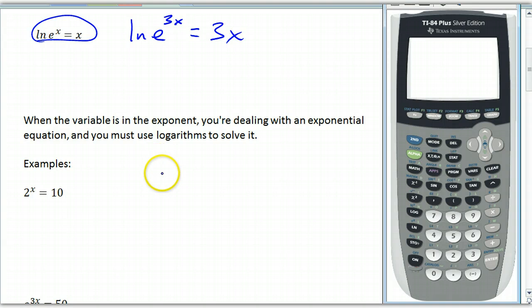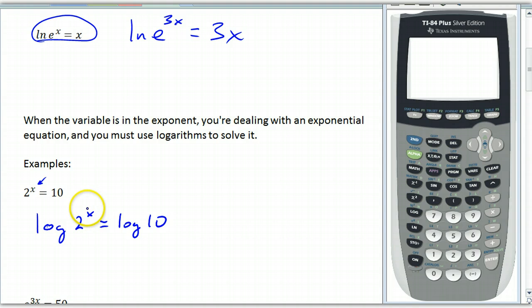When the variable is in the exponent, you're dealing with an exponential equation and you must use logarithms to solve it. So when the unknown is in the exponent, the only way we're going to figure it out is to use logarithms. Just like we can take the square root of both sides, you can also take the log of both sides. Since calculators usually work with natural logs or common logs, you're either going to take the natural log of both sides or the common log of both sides. So for this example, we'll take the common log of both sides. So I'm going to take the log of 2 to the x is equal to the log of 10.